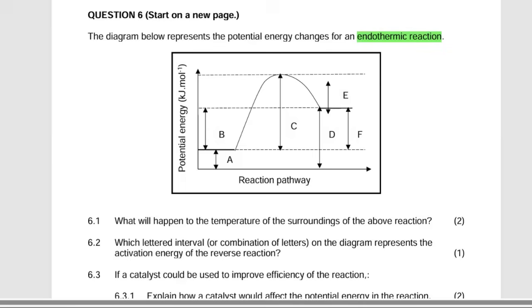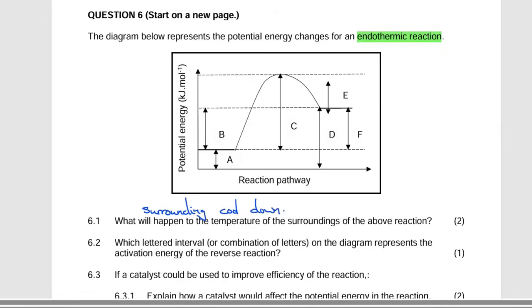So what is going to happen is that the surroundings are going to be cooler. It's going to get cold. Why? Because this is an endothermic reaction and it absorbs heat from the surroundings. So the surroundings cool down, because this is a reaction that absorbs heat from the surroundings.